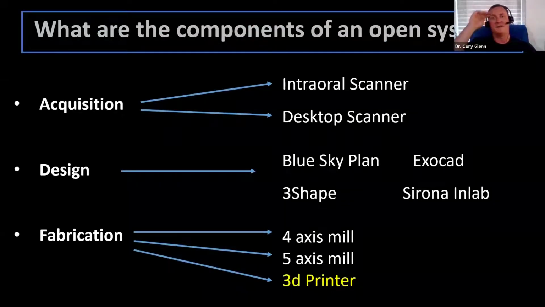So what are the components of that open system? Well, first of all, you've got to acquire data. So that's either going to be in the form of an intraoral scanner or a desktop scanner. Obvious advantage to an intraoral scanner is going to be that it's quick. You've got immediate feedback and it's already digitized and you just go.